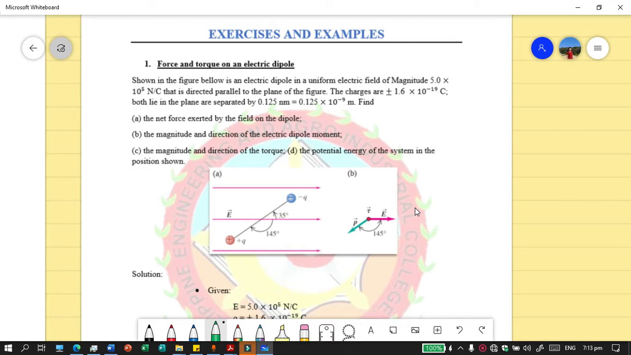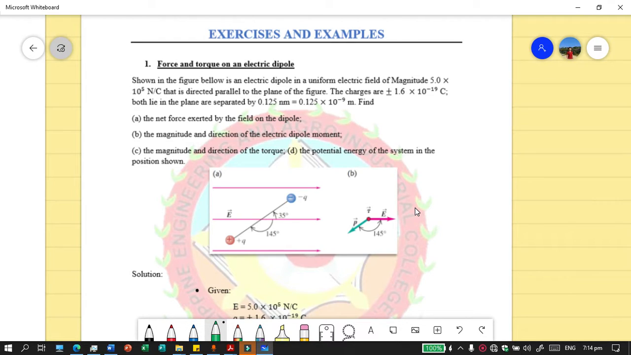So these are the following that we have to find. First, we're going to look for the net force exerted by the field on the dipole. Second, the magnitude and direction of the electric dipole moment. Then C, the magnitude and direction of the torque. Then letter D, the potential energy of the system in the position shown.